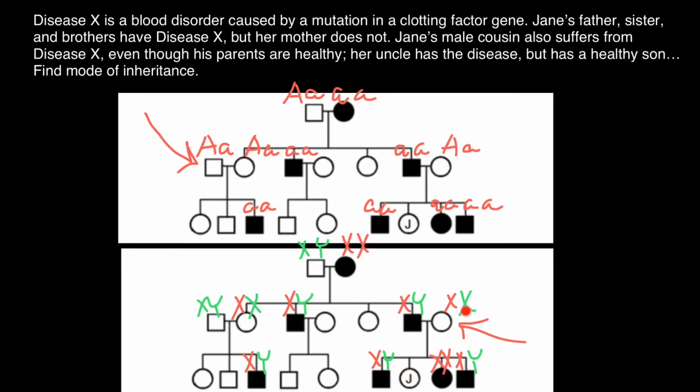She got a normal X chromosome from her mother's side, and she only can get a defective X chromosome from her father's side. So her genotype has to be heterozygous, but the phenotype is going to be normal, because this is a recessive, X-linked genetic disorder, and one normal X chromosome is enough for a normal phenotype.